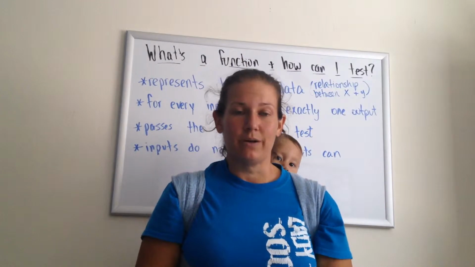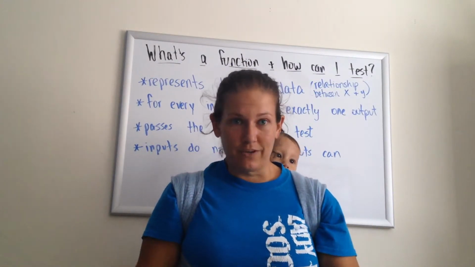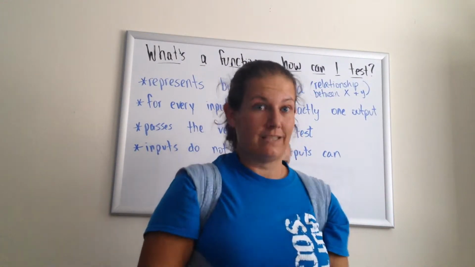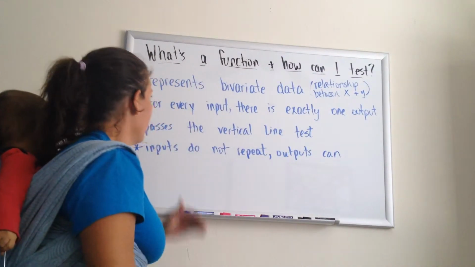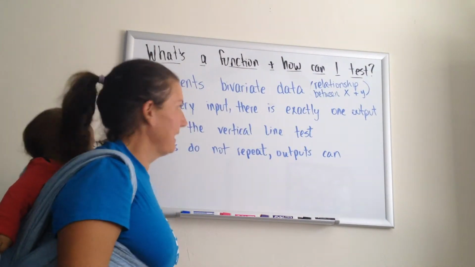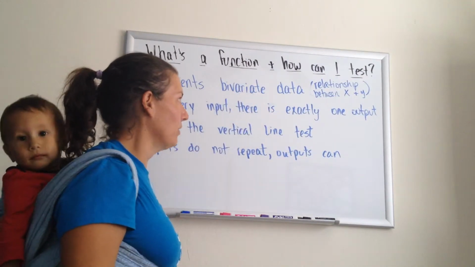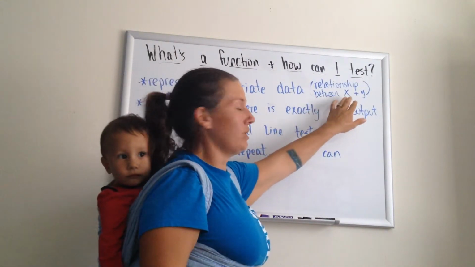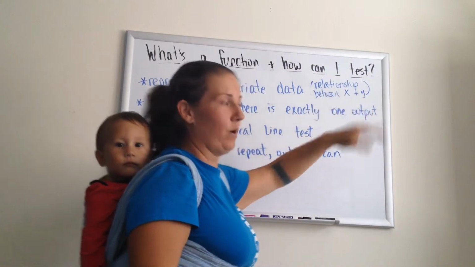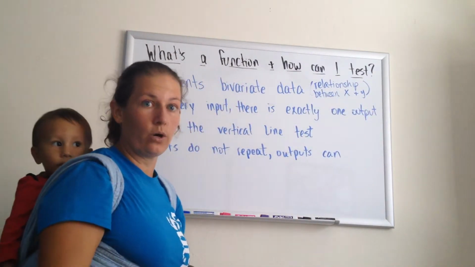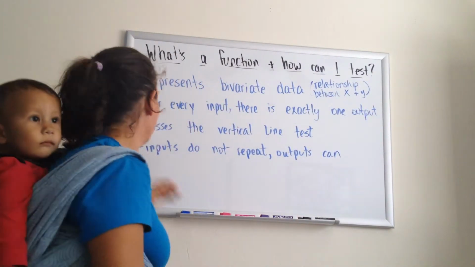So the first thing we want to consider is, what's a function and how do I test to see if it's a function? A function represents bivariate data, bi meaning two and variate meaning variable. So it shows the relationship between our variables x and y, x and y being coordinates on a grid, a graph.